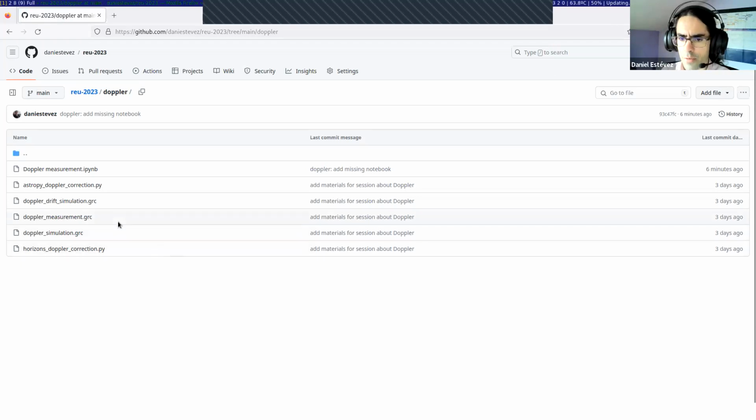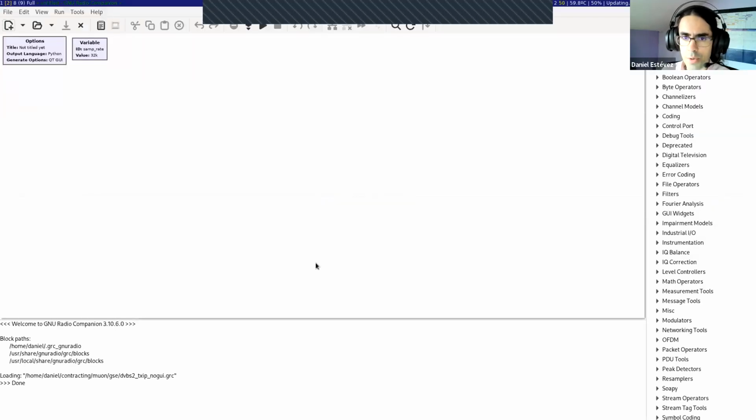And the first flow graph we will use today is drift simulation 1, but I'm going to start from scratch as usual. So I have here my radio flow graph, and what I want to do is to simulate a signal which is drifting in frequency at a constant drift rate. That means that if I plot the frequency versus time of the signal, it will describe a straight line. It will have a slope, and the slope of the line is the Doppler drift, but it will nevertheless be straight. So that's a constant Doppler drift.